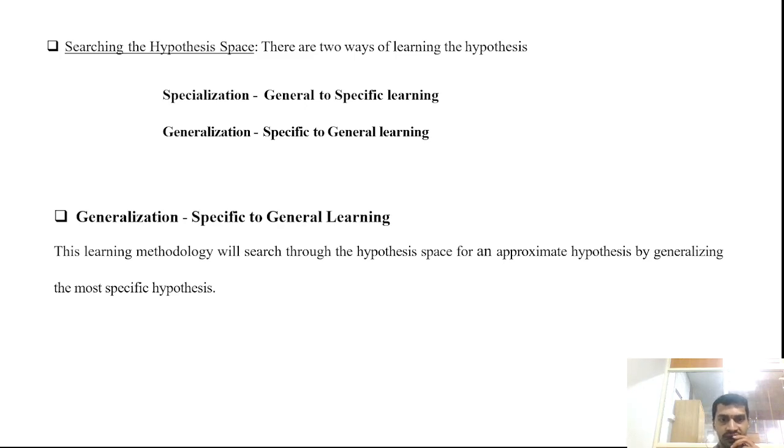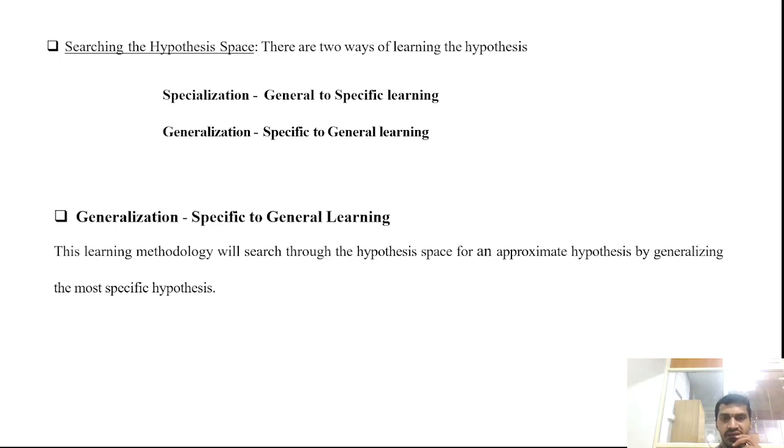It's entirely different. Specialization starts with the most general hypothesis and refines it by adding constraints from the positive instances. Positive instances mean it is an elephant. If I consider the example of the previous one, it is classified as elephant. Generalization is specific to general, so it begins with the most specific hypothesis and progressively generalizes to cover more instances.